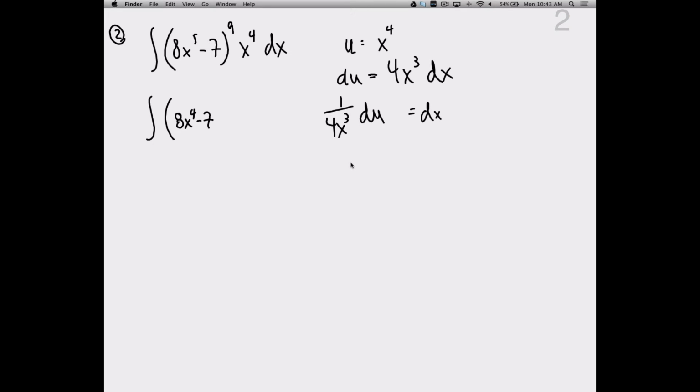There we go. I have nothing to substitute there. Oh, this is u. I got that. That's good. And then I know that dx is that, so 1 over 4x cubed du.